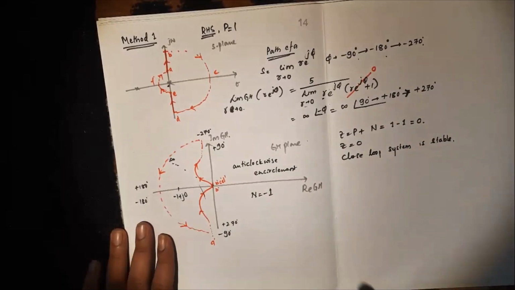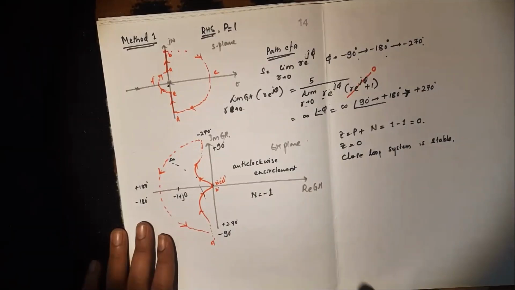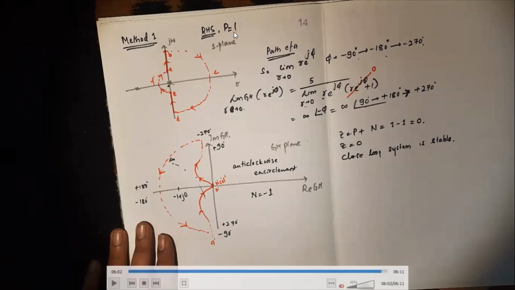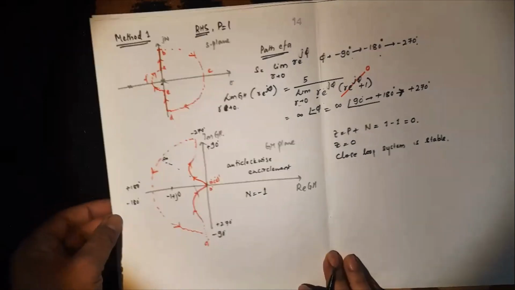Fine. So only path EFA is different here. That has been mapped like this. And the right half pole P is equal to 1, and N is the anticlockwise encirclement. Ultimately, it will give you Z equal to 0, which means there is no characteristic root lying in the right half of S plane. Therefore, Z equal to 0, closed loop system is stable. So in both the cases, we end up with the same answer. So that is the conclusion.